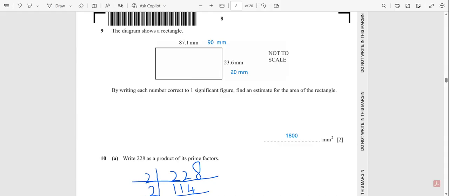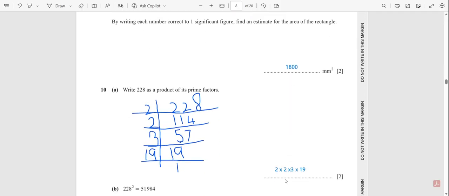Okay. The diagram shows a rectangle of 87.1 millimeter times 23.6 millimeter. By writing each number correct to one significant figure, find an estimate for the area of the rectangle. Now, the area of the rectangle by estimation: 87.1 will be 90 mm and 23.6 will be 20 mm. So, 90 into 20 is 1800 mm square.